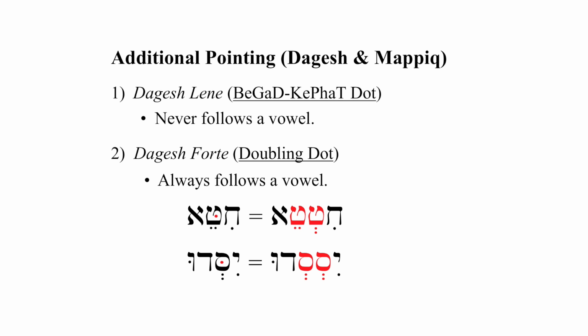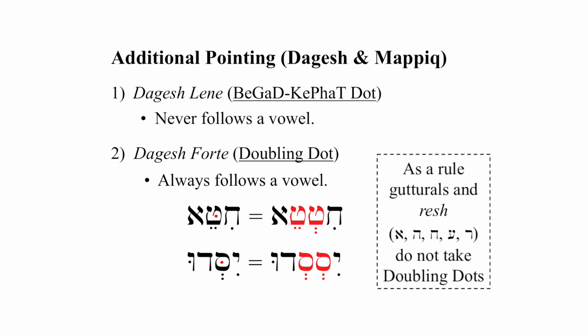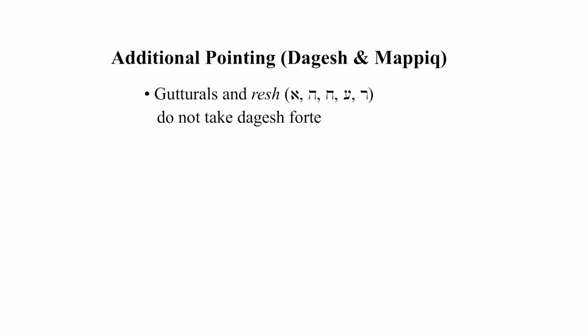As we talk about the doubling dot, it is important to remind you again of the last lesson. Remember that when we were talking about gutturals, we said that gutturals prefer A-class vowels and gutturals do not double. You will find that the gutturals, aleph, ayin, he, chet, and resh, don't double. They will not take a dagesh forte. They will not take a doubling dot.